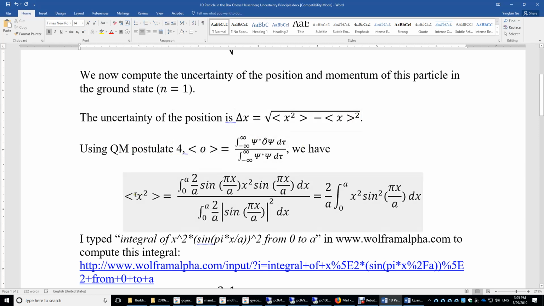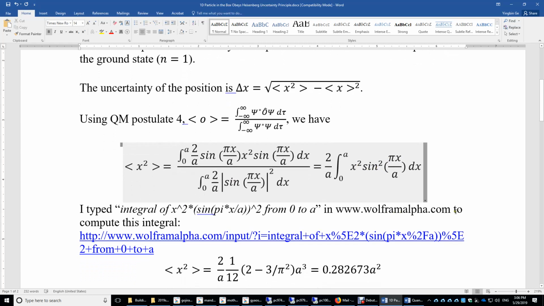So over here we have the expectation value of x squared. And then we have psi star, the complex conjugate of the wave function, multiplied by x squared, multiplied by the wave function, and on the bottom we should have the squared modulus of the wave function. Because the wave function of the particle in the box is already normalized, the value of the bottom integral is 1. So it's a bit difficult to evaluate the integral on the top. It can be simplified as 2 over a times the integral from 0 to a of x squared times sine squared of pi x over a.